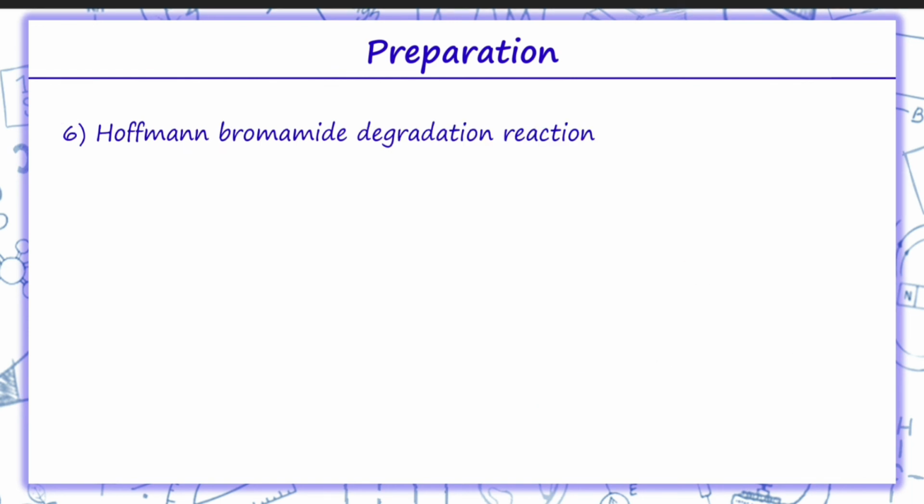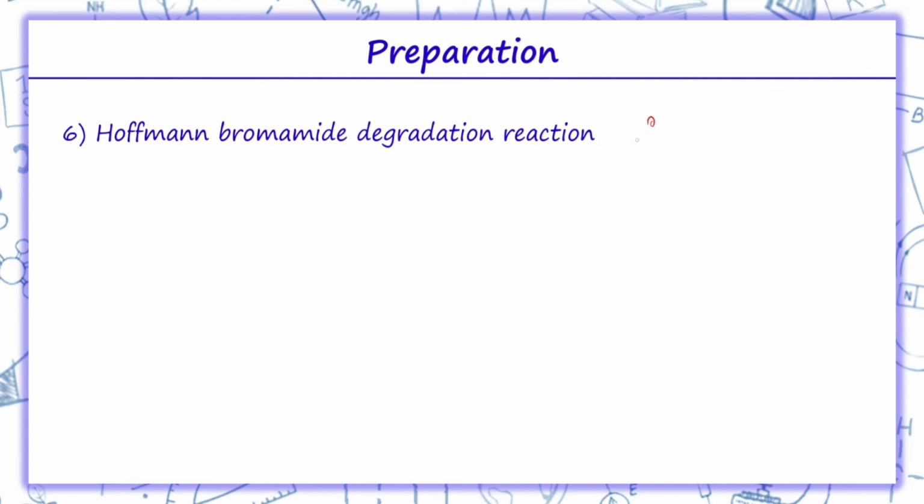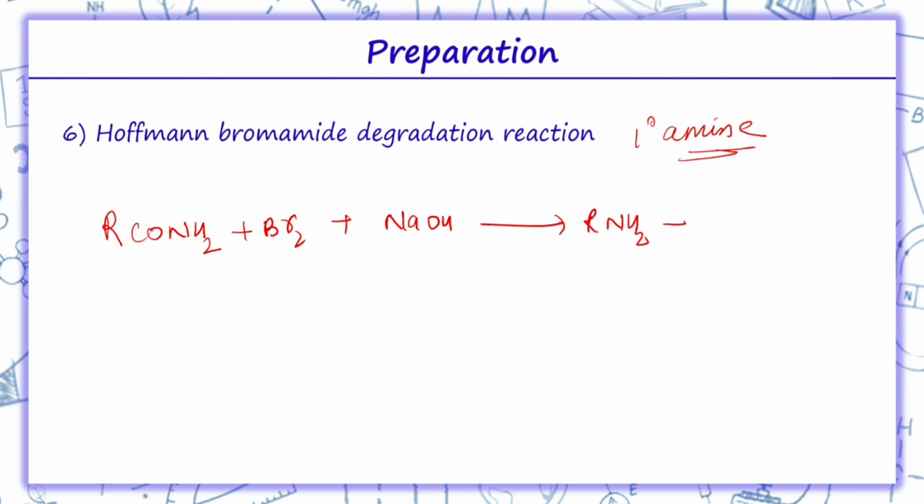Moving on to next preparation, that is Hoffmann bromamide degradation reaction. Hoffmann developed a method for preparation of primary amines by treating an amide with bromine in aqueous or ethanolic solution of sodium hydroxide. Now in this degradation reaction, basically one carbon less amine is prepared. So here we are taking Br2 with NaOH. So here we will get RNH2 plus Na2CO3 plus NaBr plus H2O.